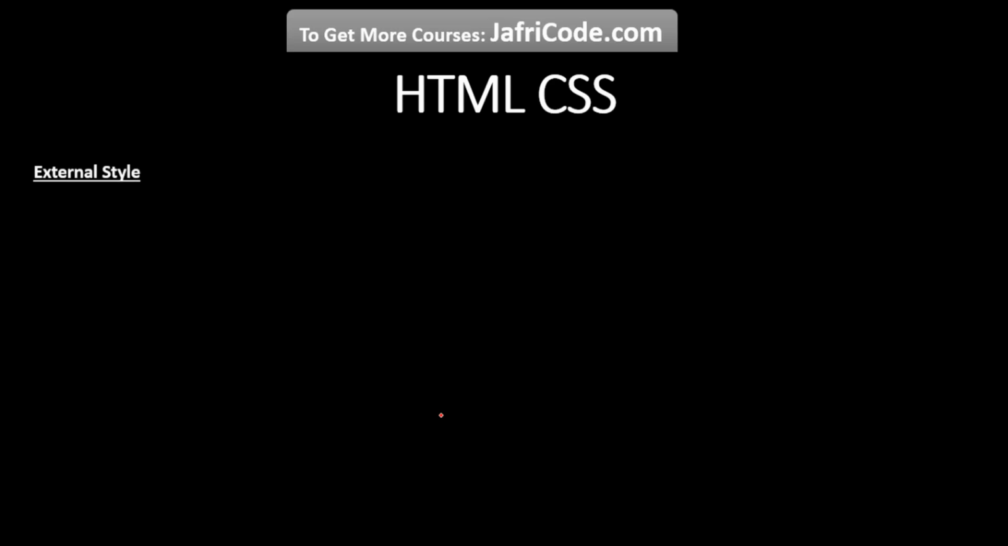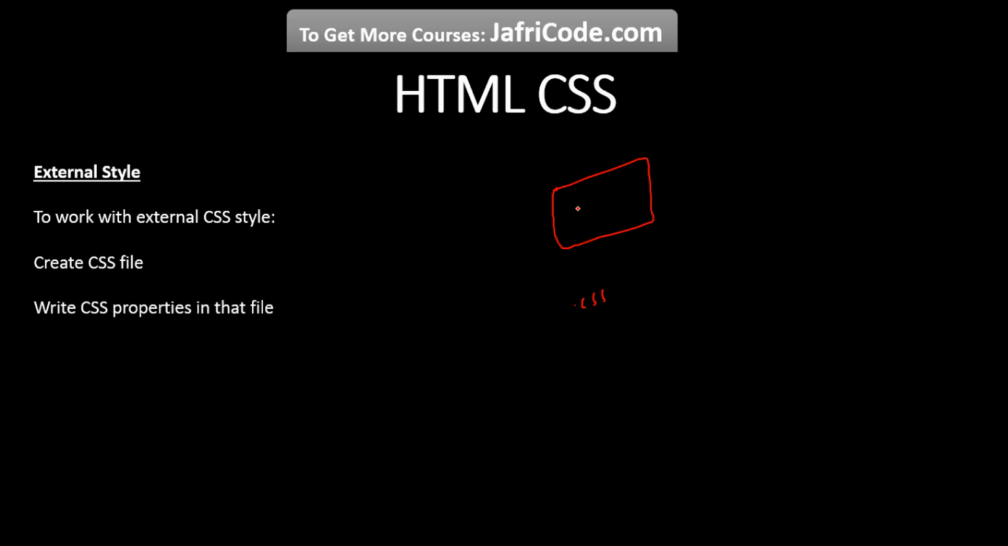So next, external style. To work with an external CSS style, what you have to do? Create a CSS file. You have to create a blank file with any name you can give, for example my style, test style, anything. But you have to notice that the file should be a CSS file with the extension .css. So this file will be a CSS file or a style sheet. We write CSS properties in that file. In that file, you have to mention all the CSS properties with the selector on which you want to apply them. Link that file in the HTML document.